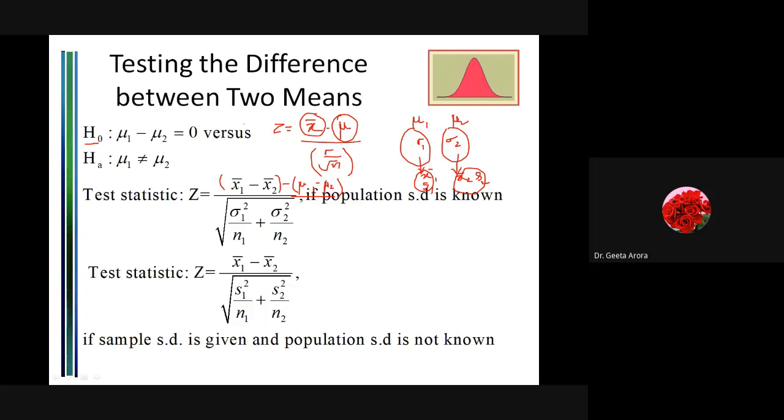Now, the numerator is coming directly from the formula for the one mean hypothesis testing, so it is the same. In place of x bar, we take the difference x1 bar minus x2 bar. In place of mu, you can write mu1 minus mu2. And since mu1 minus mu2 is 0, we are left with x1 bar minus x2 bar in the numerator. Correct?